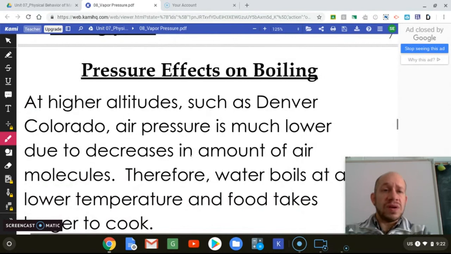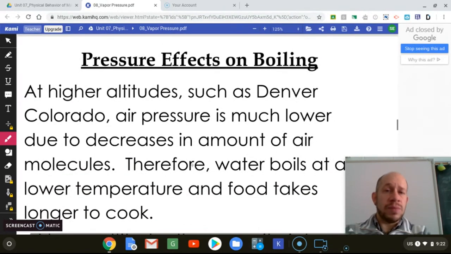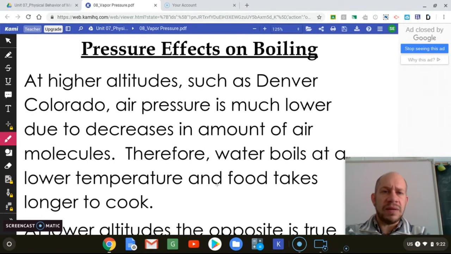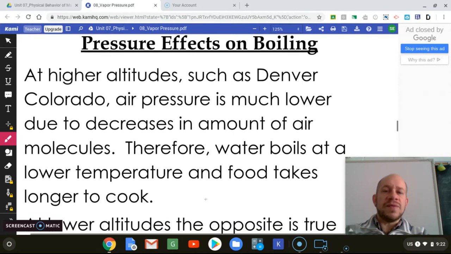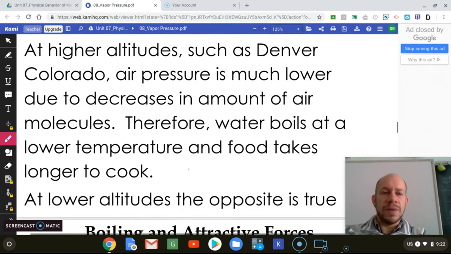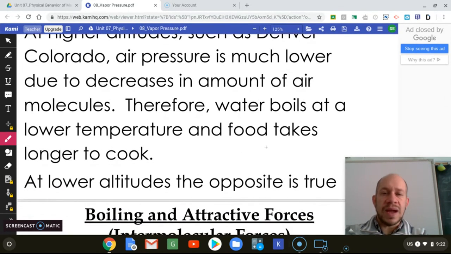How pressure affects boiling points. For example, at higher altitudes, such as my hometown of Denver, Colorado, air pressure is much lower due to decreases in the amount of air molecules. It's a mile high, so that means there's a mile less of pressure on top of it. Therefore, water boils at a lower temperature and food actually takes longer to cook. However, at lower altitudes, the opposite is true.